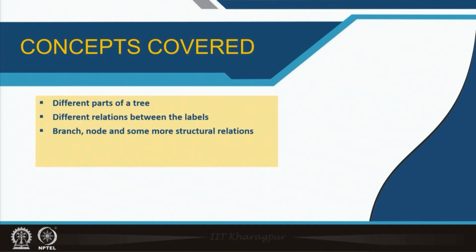Today we will be talking about different parts of a tree. We will know their names and how they work, and we will talk about different relations between certain labels. For example, we will be talking about branch, node and some more structural relations which are needed for advanced analysis as well.